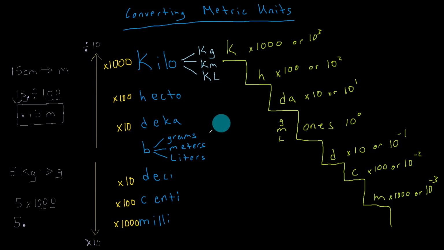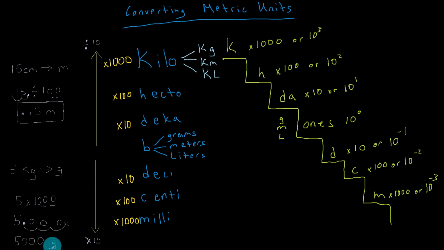Let's go back to the staircase real quick. I was on the staircase and I moved down 1, 2, 3 steps, but the direction I moved was to the right. So let's move the decimal 1, 2, 3 spaces to the right. We'll stop here. And I'm going to plug these empty spots with zeros. So my new value is 5,000 grams. Let's just get a little bit of room so we can see that G. So 5,000 grams, and we'll box that up.